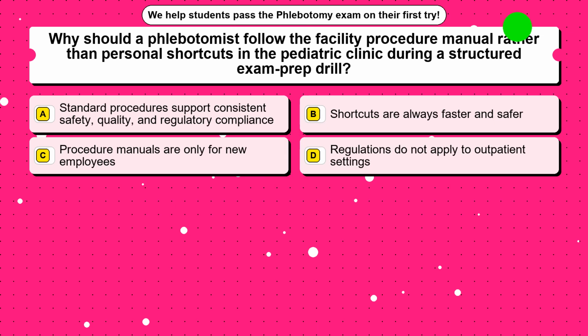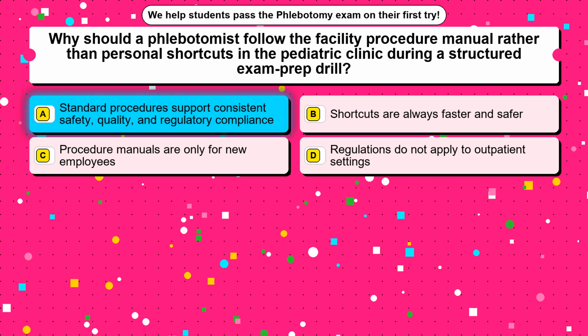Question 4. Why should a phlebotomist follow the facility procedure manual rather than personal shortcuts in the pediatric clinic during a structured exam prep drill? Option A. Standard procedures support consistent safety, quality, and regulatory compliance. Option B. Shortcuts are always faster and safer. Option C. Procedure manuals are only for new employees. Option D. Regulations do not apply to outpatient settings.